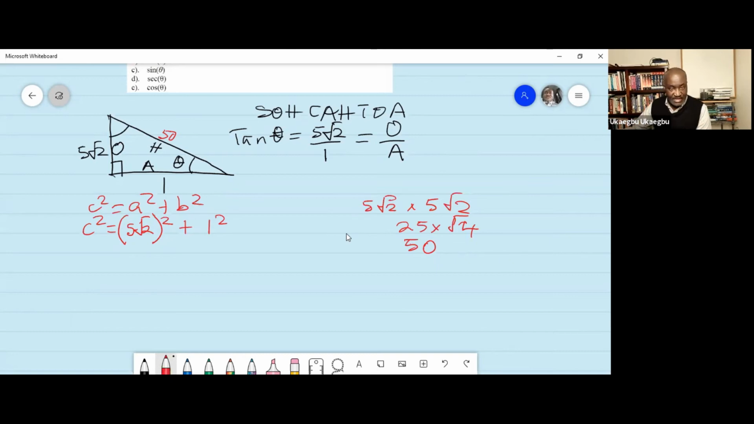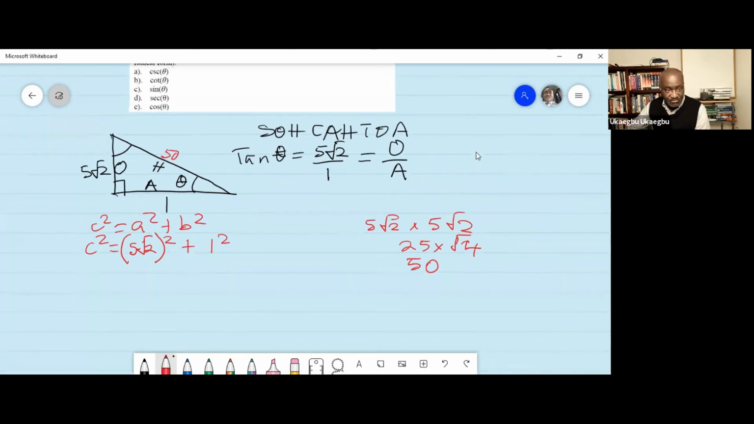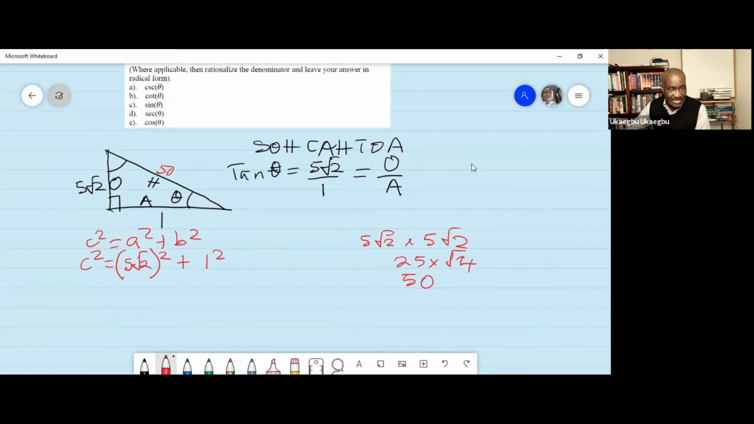And then they want us to do cosec. Cosec is hypotenuse over opposite. We just got the hypotenuse, which is 50, over opposite, which is 5 square root of 2. So that's the first one, A.